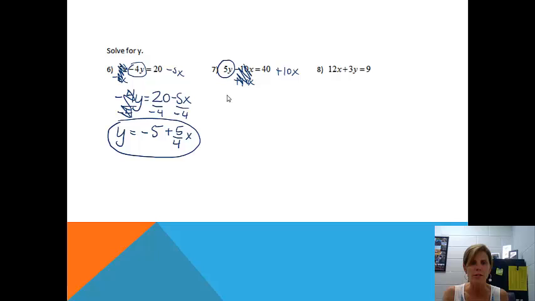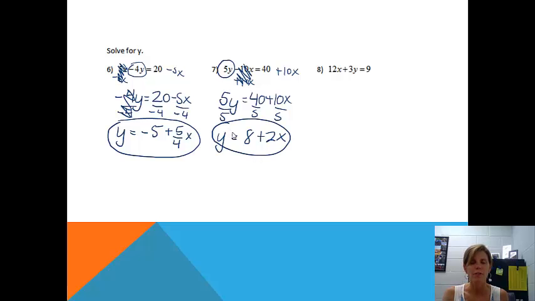So the 10x's are gone, so I'm going to have 5y equals 40 plus 10x. And we do not combine those because they are not like terms. All right, now to get the y by itself, to get rid of the 5, we're going to divide all three parts by the 5. So we're going to get y equals 40 divided by 5 is 8 plus 10 divided by 5 is 2x. And so that would be my equation solved for y. All right, now I'm going to let you try number 8, so please pause the video at this point in time. When you're done, come back and see how you did.